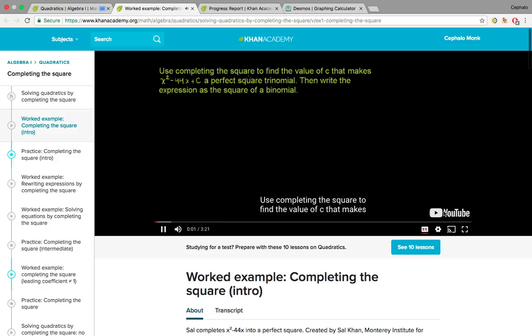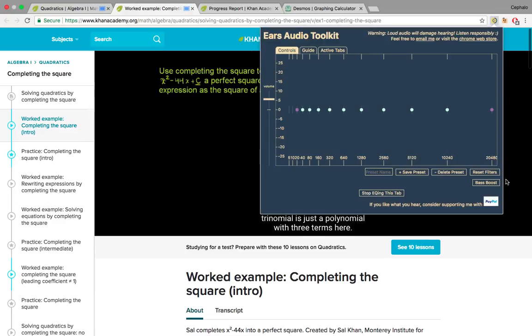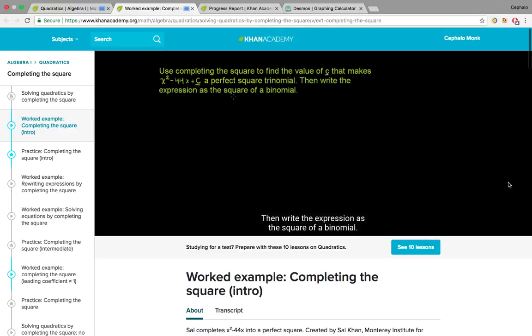Use completing the square. Find the value of c that makes x squared minus 44x plus c a perfect square trinomial. A trinomial is a binomial with three terms here. Then write the expression as the square of a binomial. So we have x squared minus 44x plus c. So how do we make this into a perfect square?